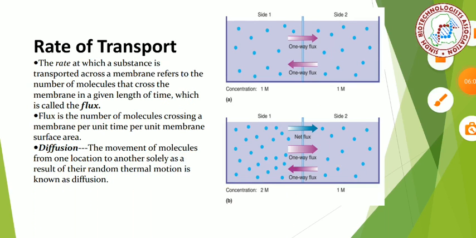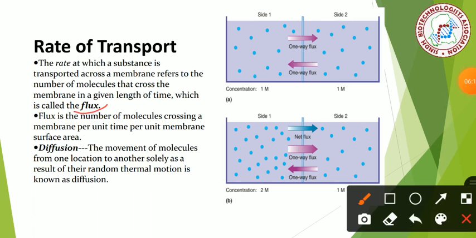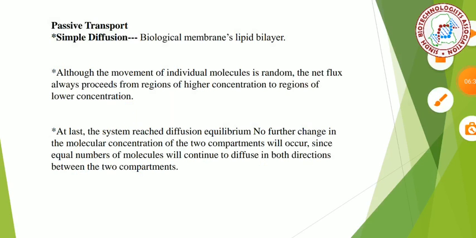Here comes the rate of transport. Usually the rate of transport is called flux, and the flux is the number of molecules crossing a membrane per unit time. And the diffusion, I have already told you that the high concentration molecules want to go towards the lowest concentration. Now the most important part of this chapter, passive transport.